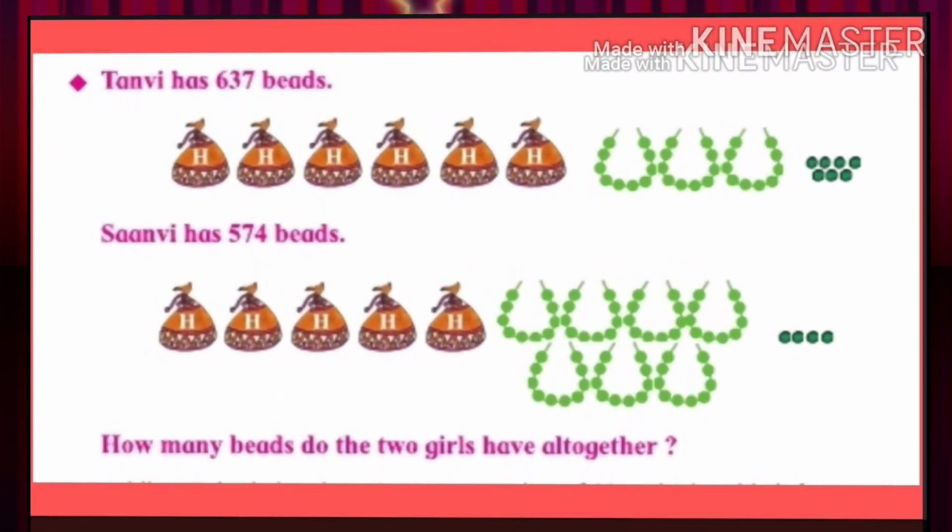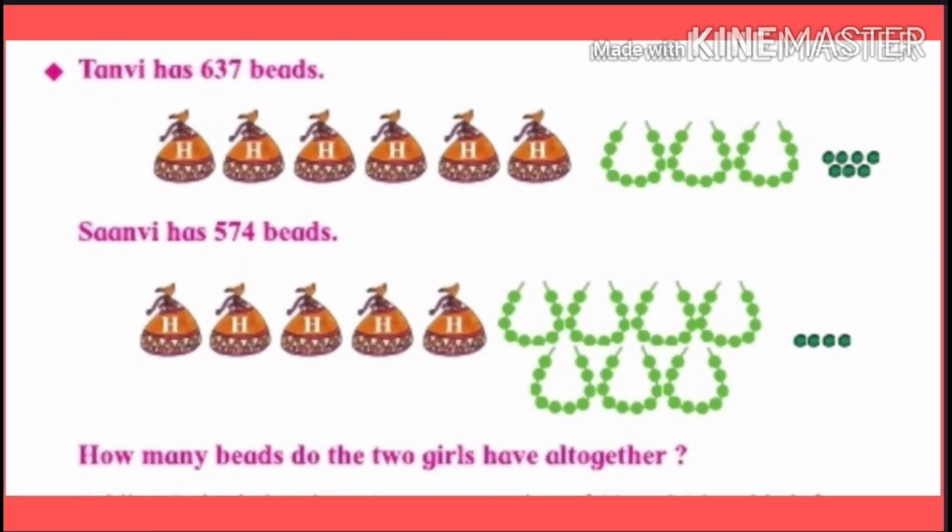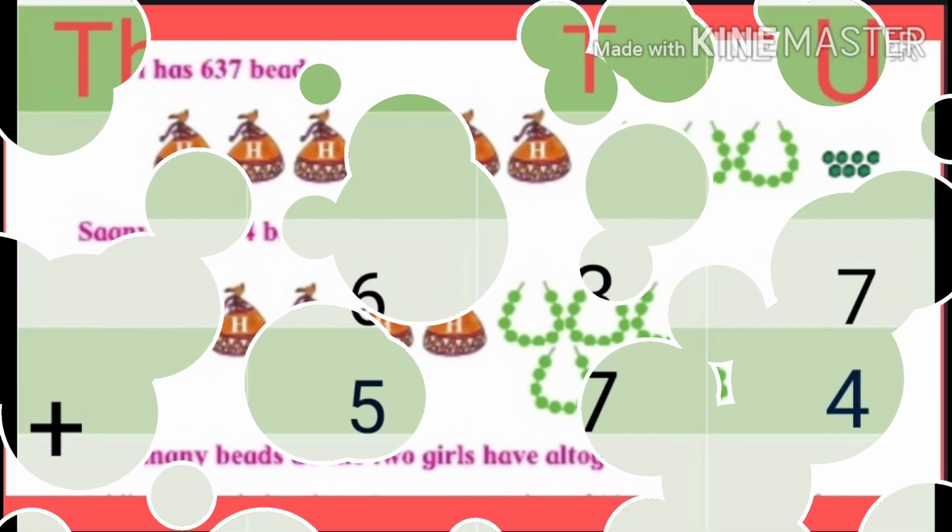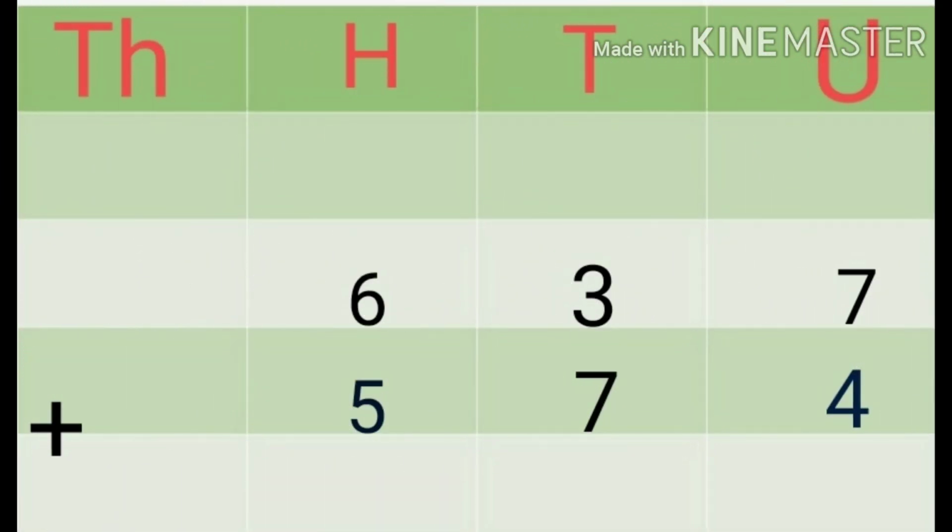Let's see the examples. Tanvi has 637 beads. Sanvi has 574 beads. How many beads do the two girls have altogether? Adding 7 single beads to 4, we get a string of 11 and 1 bead is left over. 3 strings of 10 added to 7 strings is equal to 10 strings. Adding 1 new string makes a total of 11 strings of 10 beads each.